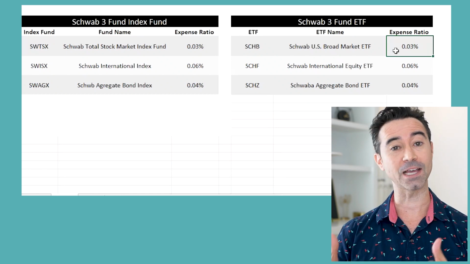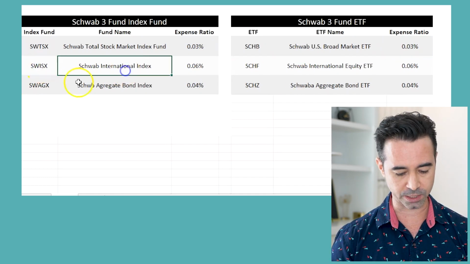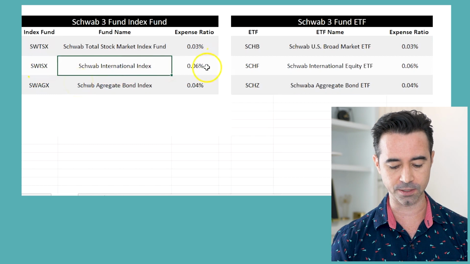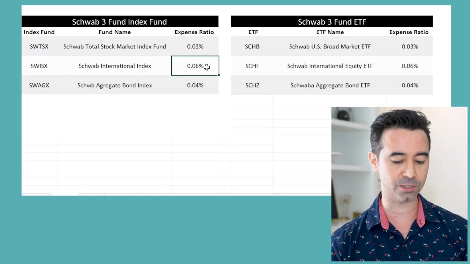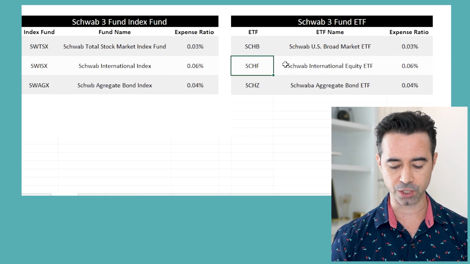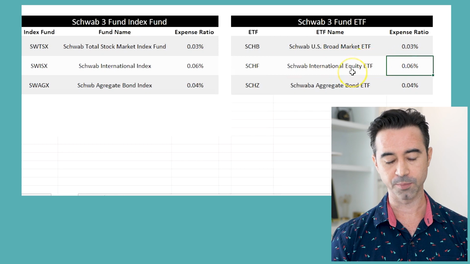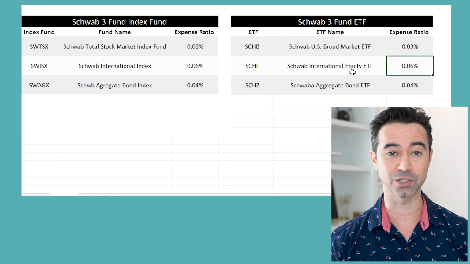Next, we have some international exposure to stocks. So you'll have SWISX, which is the Schwab International Index Fund, 0.06% expense ratio, also very low. The equivalent ETF is SCHF, which is the Schwab International Equity ETF, also 0.06% expense ratio.